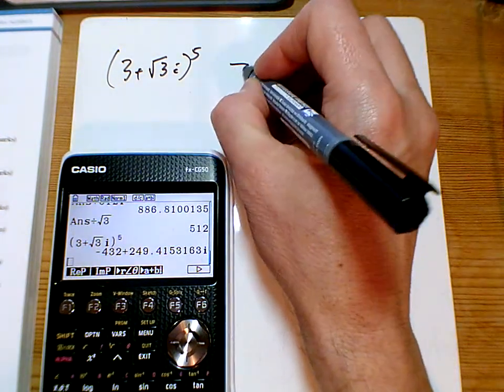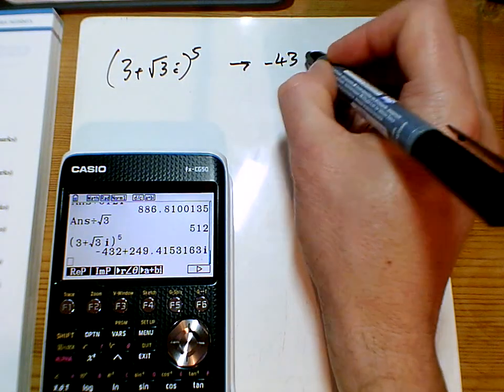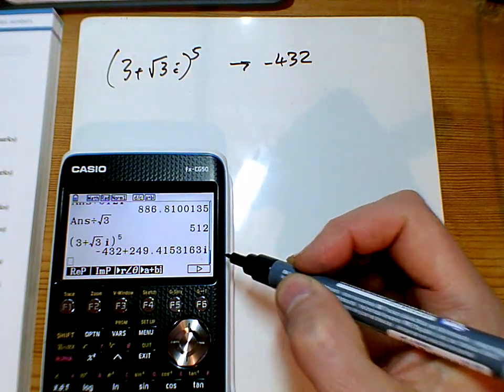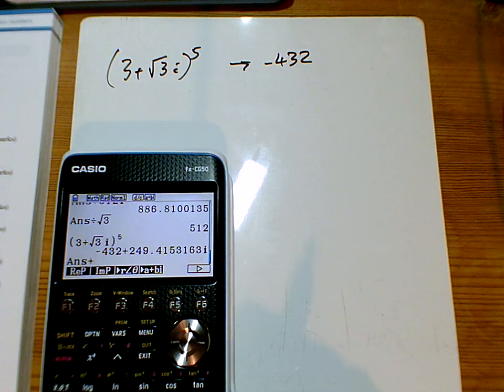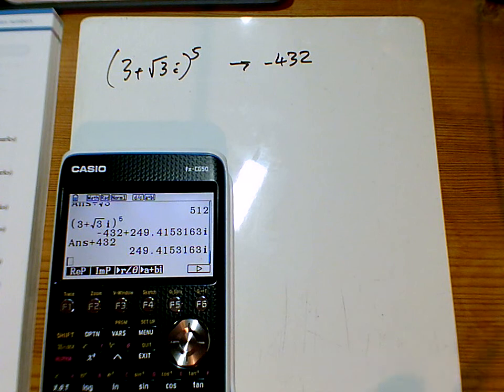Now we can see that that's going to give us minus 432, can't we? But then you've got this horrible little decimal bit to work with there. So look, what I'd suggest is, why not just add the 432? Let's get rid of that real bit there.